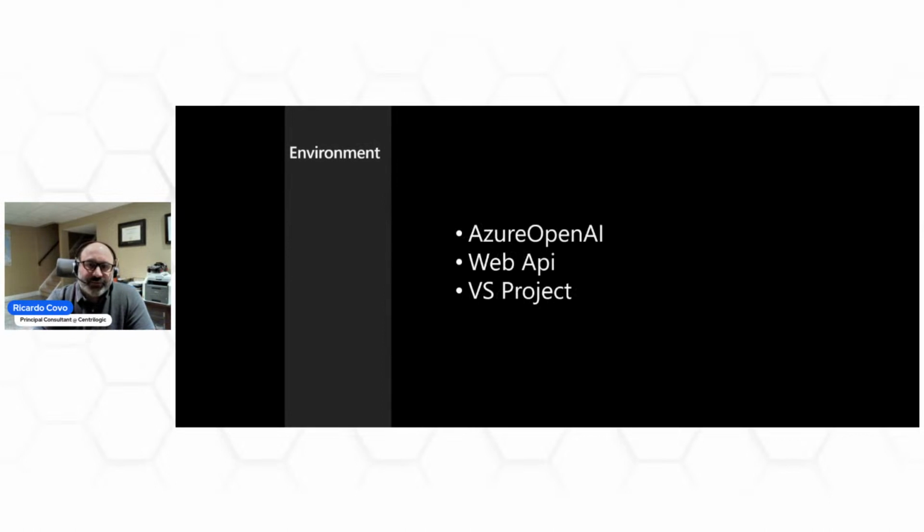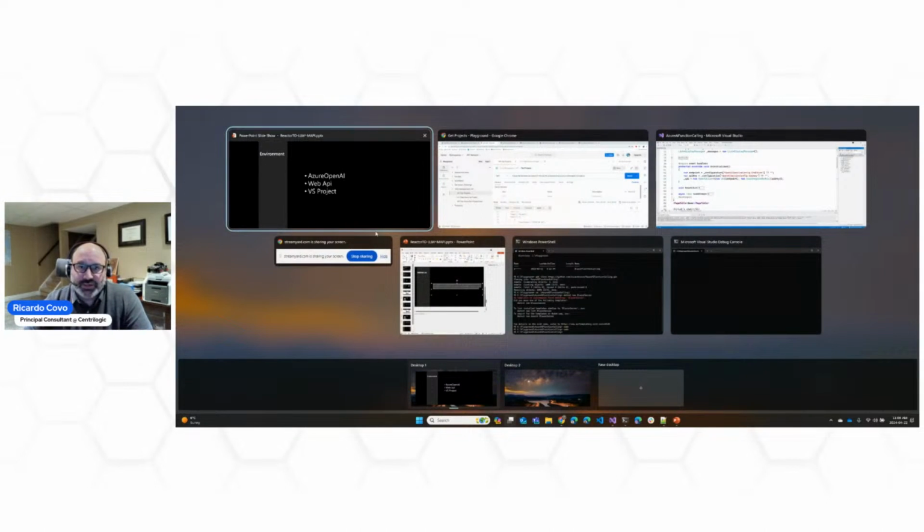All right, so in the environments, I'm going to show you three things. The Azure OpenAI configuration that I have, a sample web API that I created for this project, and then my Visual Studio project. So let's go directly into that.